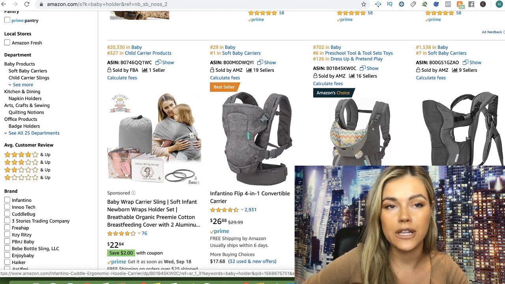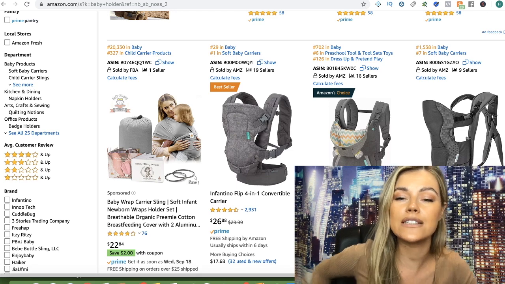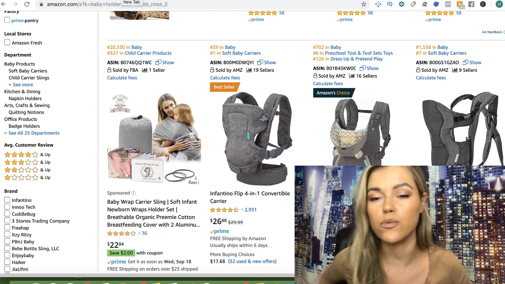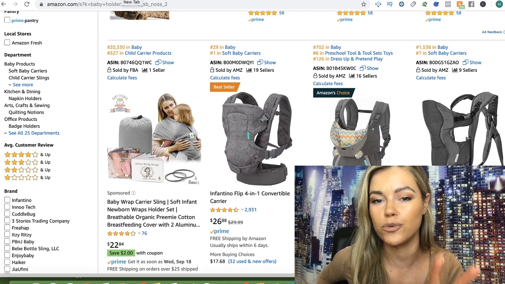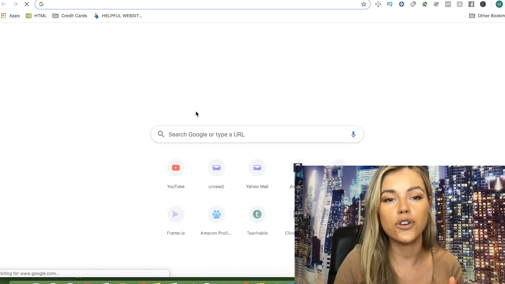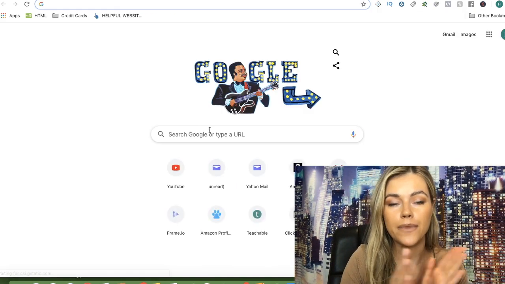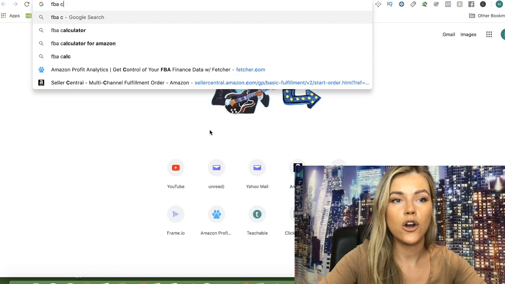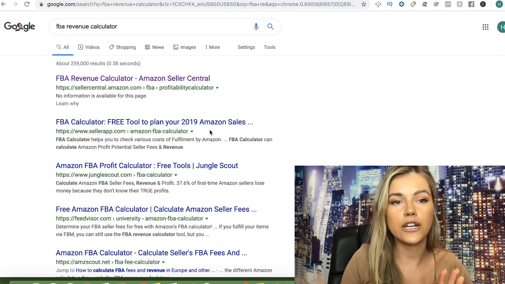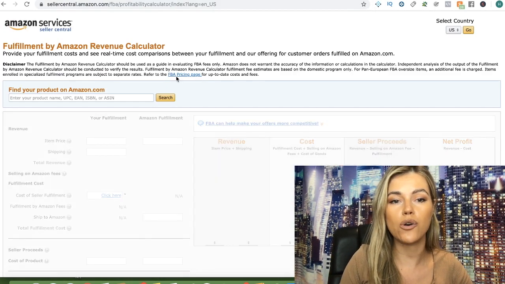Now let's determine this. What you're going to be using, and this is a relatively simple process to do as well, but you just have to make sure that you actually do it and don't skip out on this. So you're gonna wanna go into the FBA revenue calculator, literally put that into Google. It's gonna show up here.